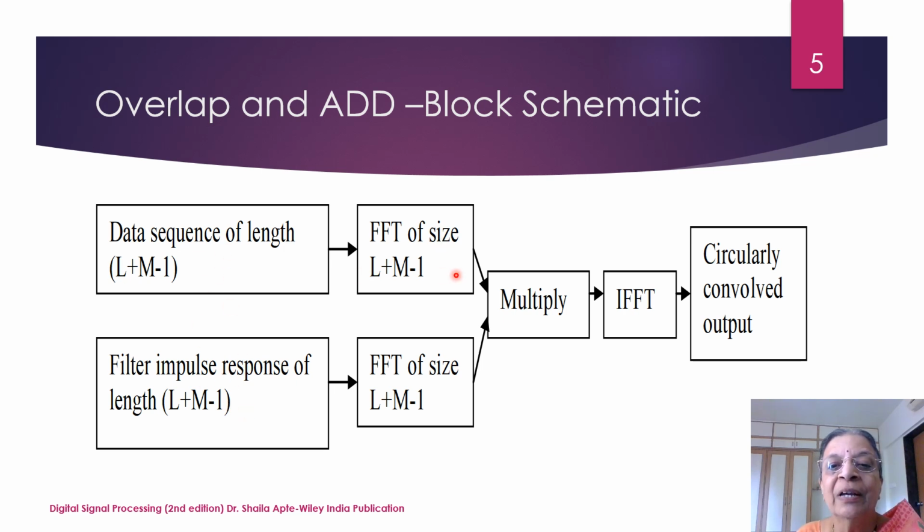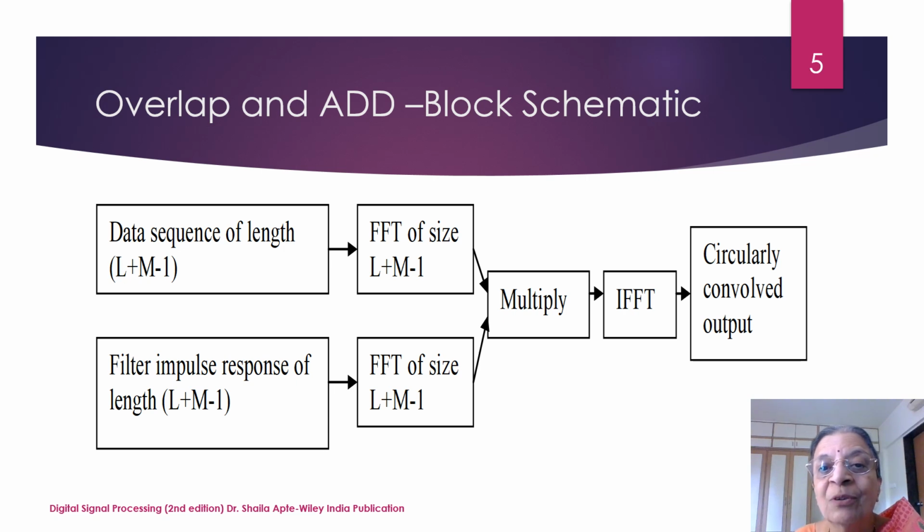Then we take the FFT of the data sequence and the FFT of the impulse response of the filter. Then we multiply the two, because convolution is converted into multiplication when we take the FFT. After multiplication, we take the inverse FFT so that we are again in the time domain. What we obtain is the circularly convolved output. This will continue for every data segment of length capital L. So this is the basic process that we will be using for FFT.